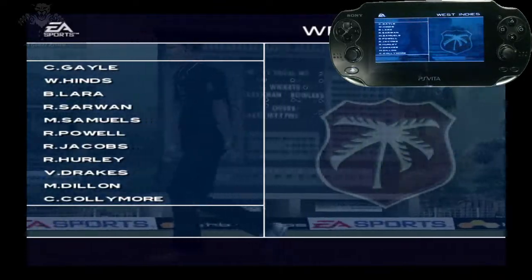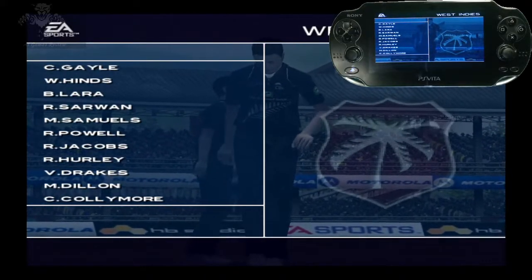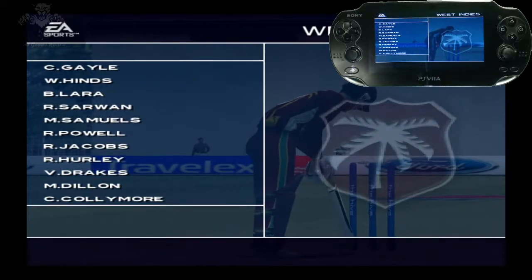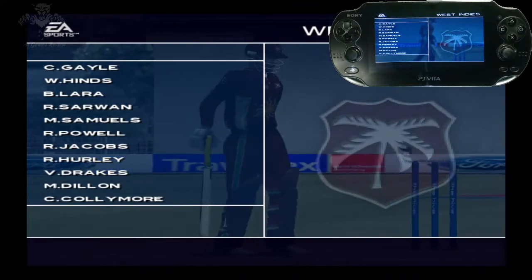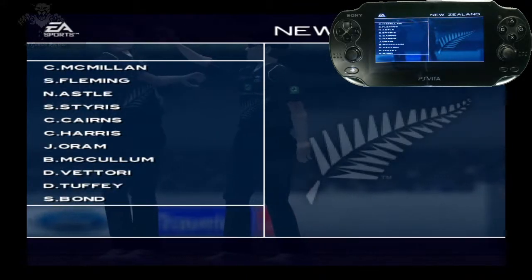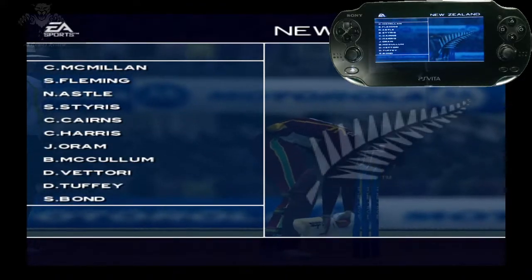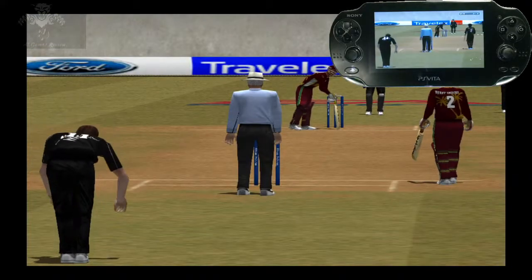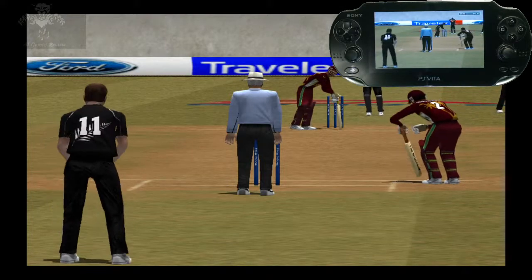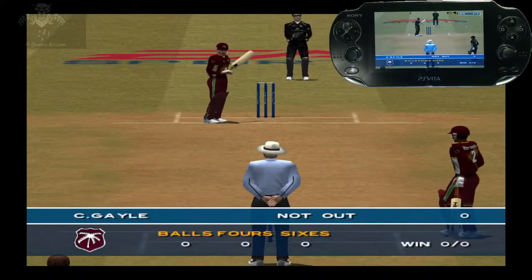So let's take a look at the teams. Here's the team for West Indies. Gale, Hines, Lara, Selwyn, Samuels, Howell, Jacobs, Hurley, Jakes, Dillon and Collymore. And for New Zealand, Macmillan, Fleming, Astle, Styris, Cairns, Harris, Oram, McCullum, Vettori, Tuffey and Bond. West Indies are about to start their innings.